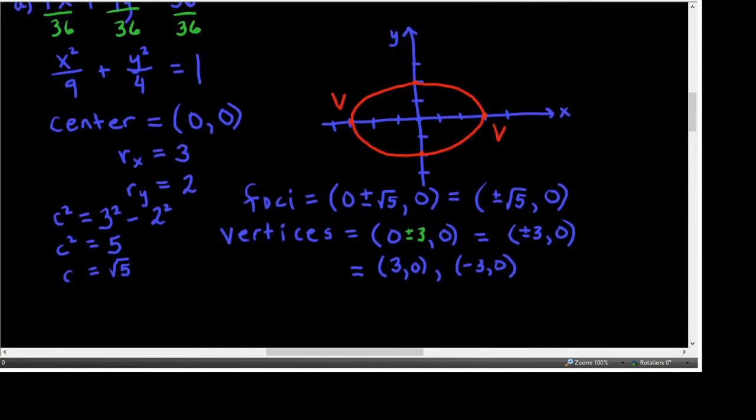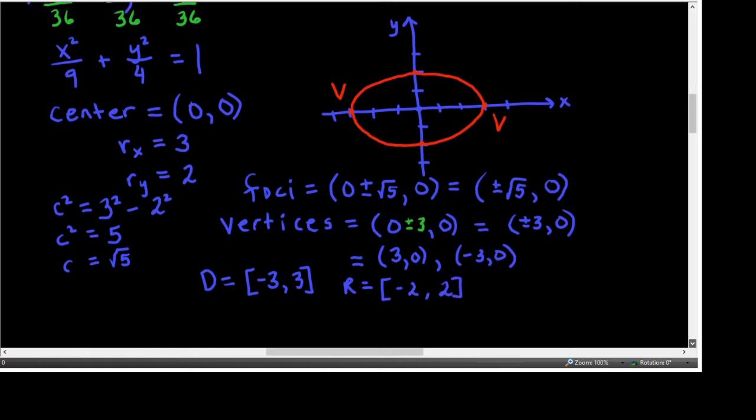Then they ask us to find the domain and range. So the smallest x used is negative 3. The largest x used is positive 3. The range, the smallest y value used is negative 2. The largest y value used is positive 2. And so those are our domains and ranges.